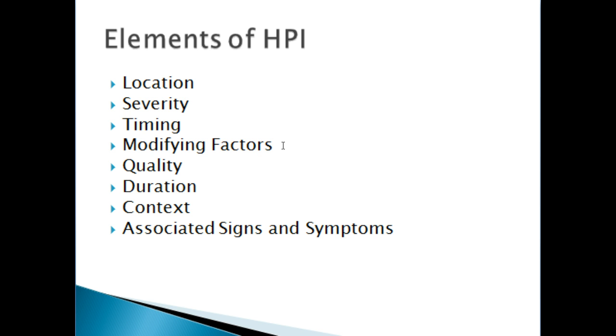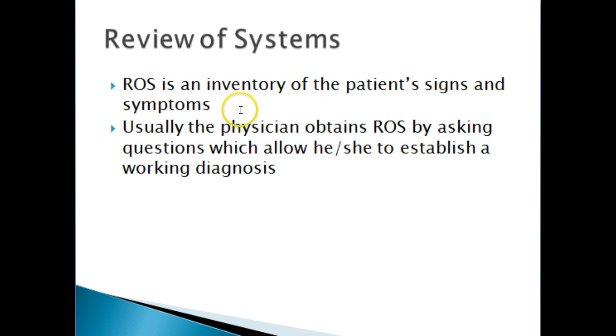So here again, HPI, of course, describes or characterizes what the patient comes in for, and each element is different. Just make sure you familiarize yourself with the information in your textbook as it pertains to HPI, history of present illness. Now, review of systems is an inventory of a patient's signs and symptoms.